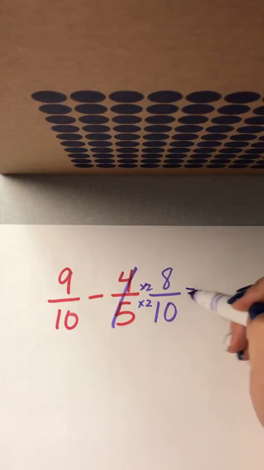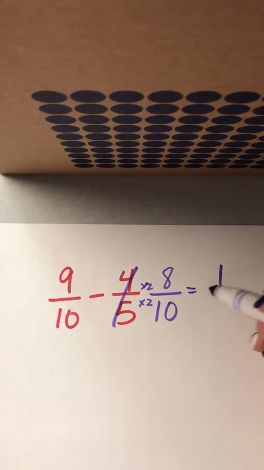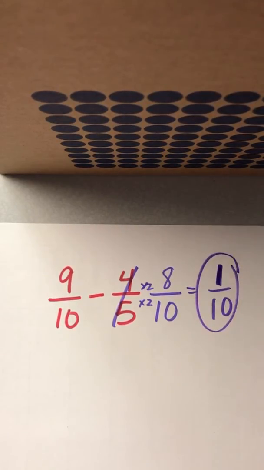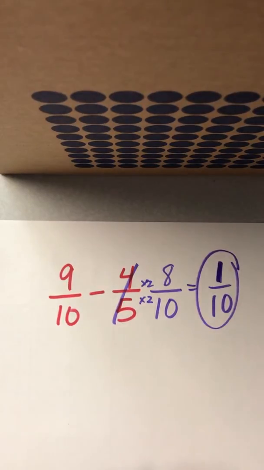9/10 minus 8/10 is 9 minus 8. Come on, people. 1/10. Well, we know that's in simplest form because it's got a 1 as a numerator. So we're done. Adding and subtracting fractions, pretty easy, guys. You can do it. See you next time.